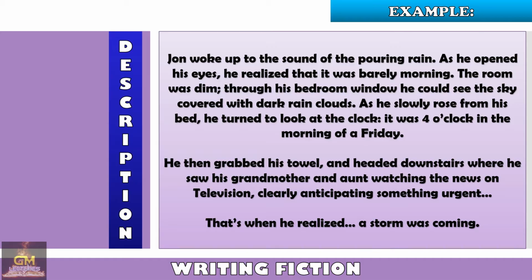Now, as mentioned earlier, description as a mode of writing in fiction uses imagery in order to clearly describe what is happening in a particular scene through the use of descriptive words or phrases that appeal to the senses. From the sound of the pouring rain, to seeing the sky covered with dark rain clouds, up to the moment when he saw his grandmother and aunt watching the news on television, it gives the readers an idea of what is happening in this particular scene. Thus, they would have an idea, they would have an assumption of what might happen.